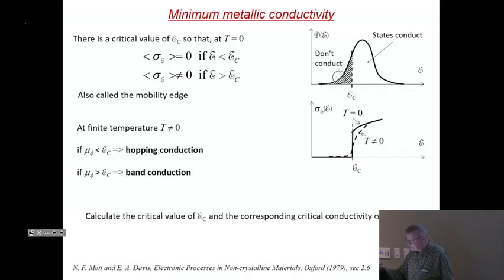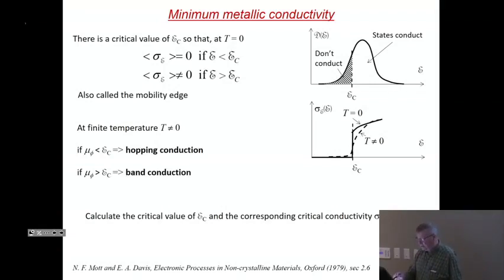These are states in the tail that don't conduct. And these can be states also in the tail, but they do conduct. So conductivity is 0 below, conductivity is non-zero above. That's the mobility edge. If I were to plot conductivity as a function of energy, instead of density of states, I would have a sharp fall in conductivity. This, by the way, is the Mott conductivity of the transmission function, as we learned before.